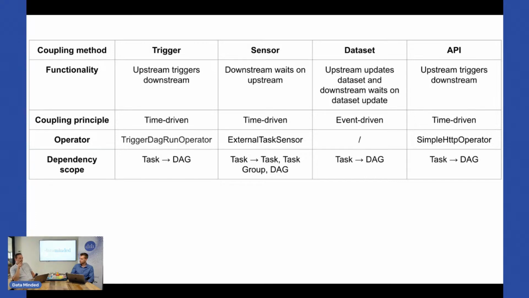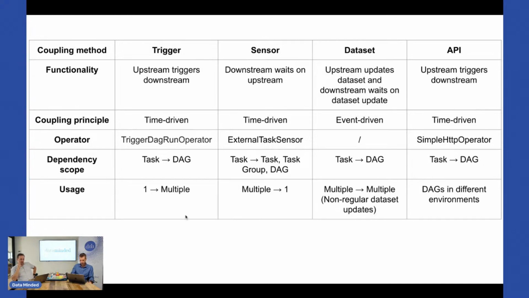While with the dataset, you can deliver a dataset from 5 different DAGs, and your dataset DAG doesn't care about which DAG triggered it. Okay, got it. Then dependency scope: with a trigger, you can have a task that triggers an entire DAG. With a sensor, you have a little bit more options. You can wait on an upstream task, wait on upstream task groups, or an entire DAG. For datasets, you always need to define the outlet at a task and set the schedule of a DAG. And then the API, it's also task to DAG usage.